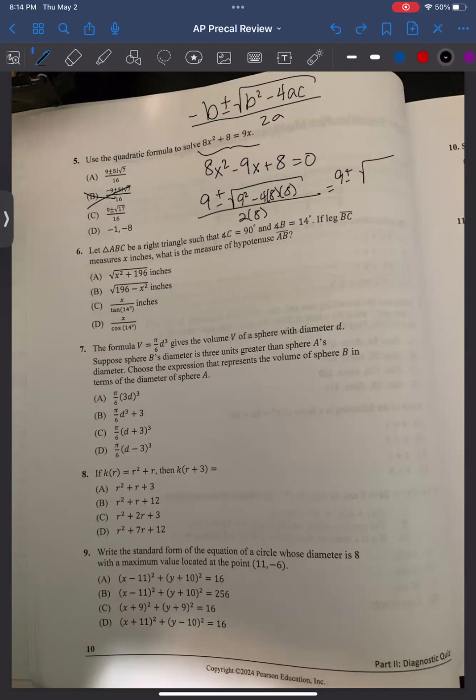9 squared is 81. Now remember, this is no calculator, so my advice to you, rather than doing 4 times 8, is 8 times 8, which is what? 64. I think that one's easy.